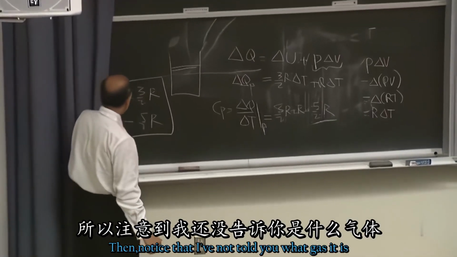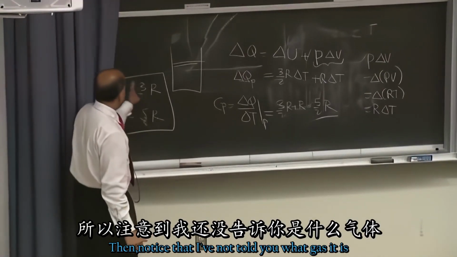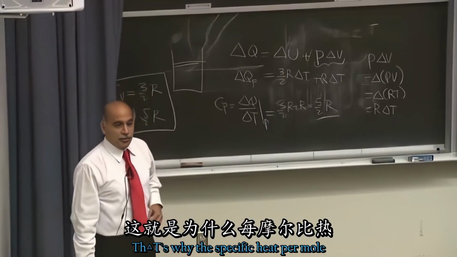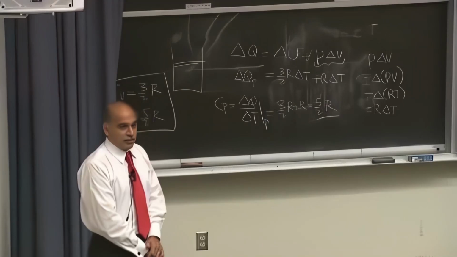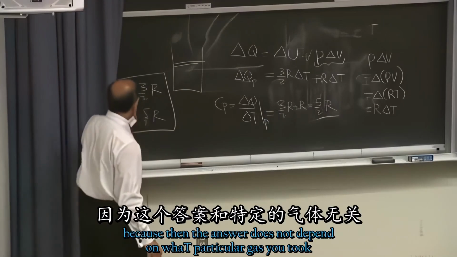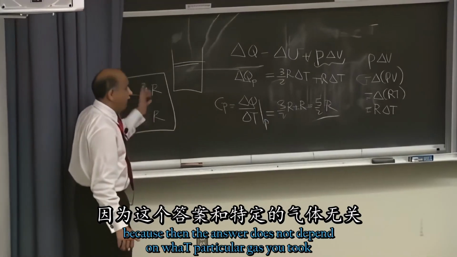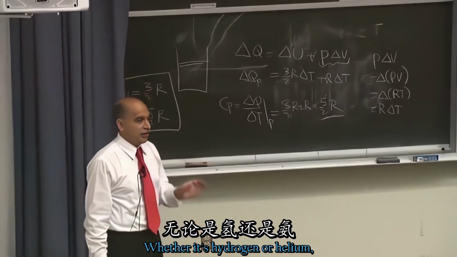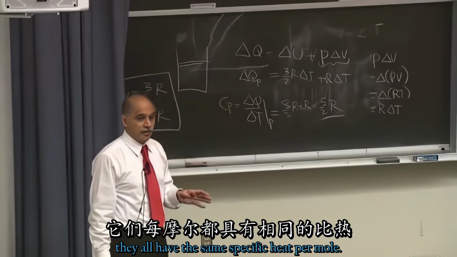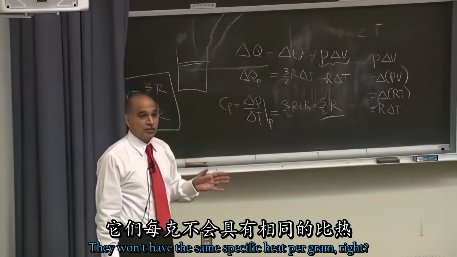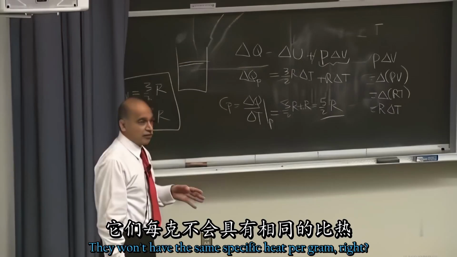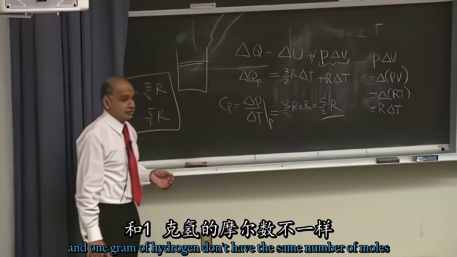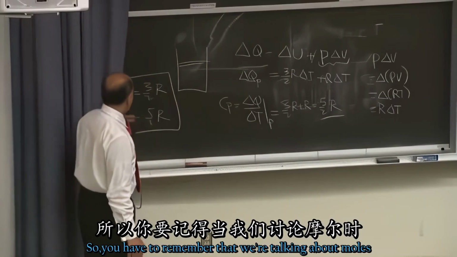Then notice that I've not told you what gas it is. That's why the specific heat per mole is the right thing to think about, because then the answer does not depend on what particular gas you took. Whether it's hydrogen or helium, they all have the same specific heat per mole. They won't have the same specific heat per gram, right? Because 1 gram of helium and 1 gram of hydrogen don't have the same number of moles. So you have to remember that we're talking about moles.